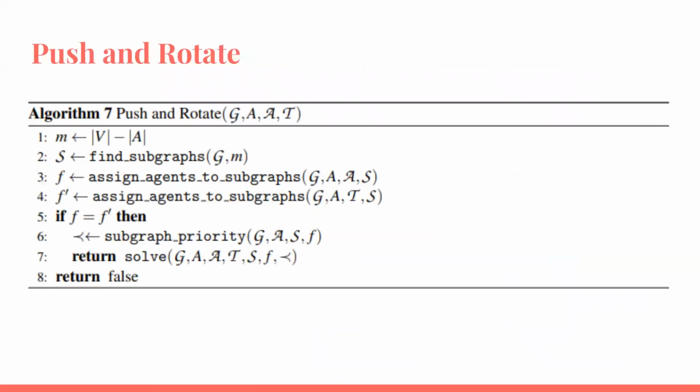Now, push and rotate. What this does is it determines what the subgraph division is going to be. And then from there, it actually makes the assignment of the agents to those subgraphs, both the initial and the goal assignments, that is. If they're not equal, then the instance isn't feasible and returns false. If that's not the case, we send the parameters to the solve operation, and that's where the bulk of this is going to happen.